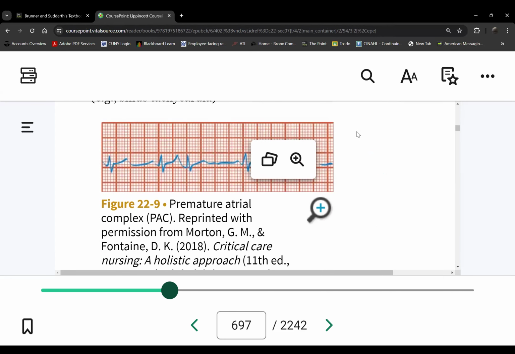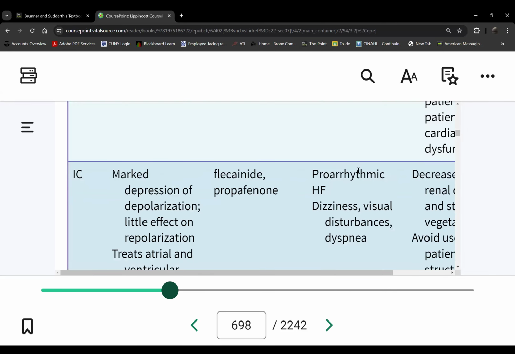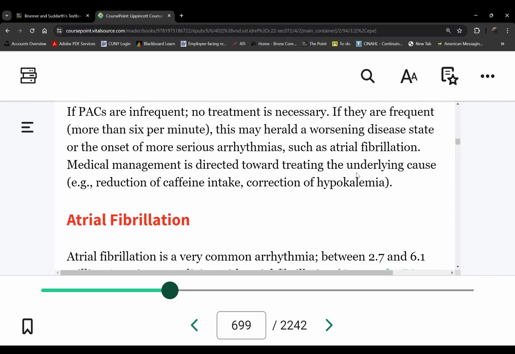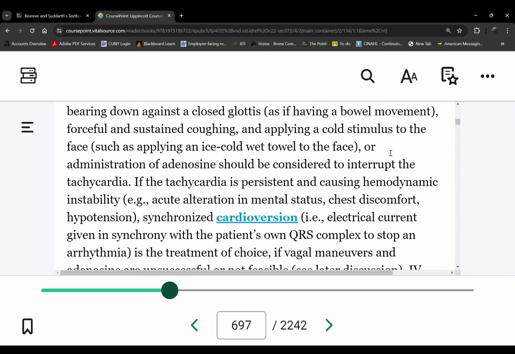Now, so those are the causes. Let's look at treatment. Treatment, there's really nothing as far as treatment. I mean, here, if they're infrequent, all you do is cut down on coffee, cut down on smoking, okay? It's better relaxation technique. There's really no treatment for PACs except identify and eliminate the cause, all right? Any questions? Okay, before I go to AFib, let's look at the table for your medications.